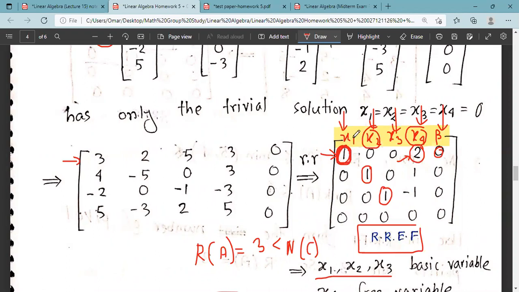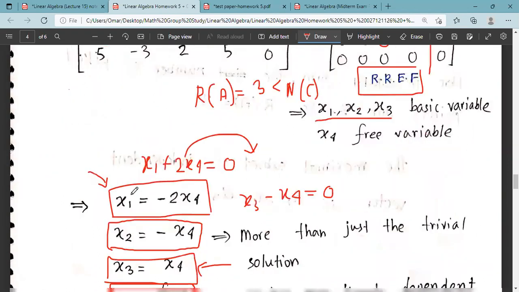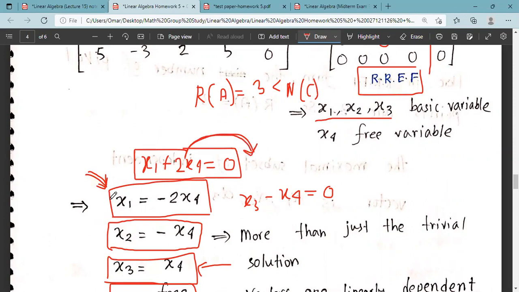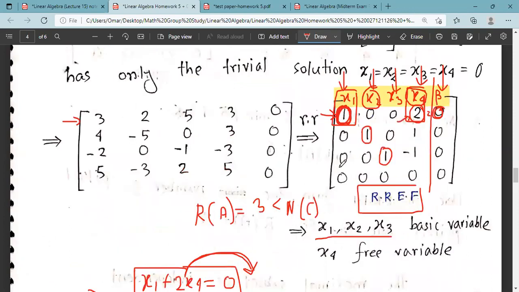So we can write it this way: x1 plus 2 times x4 is equal to 0, because this value beta stays on the right side of our equation. So I have written here x1 plus 2 times x4 is equal to 0. And then if you take 2x4 to the right side, you will find the first equation: x1 is equal to minus 2 times x4.